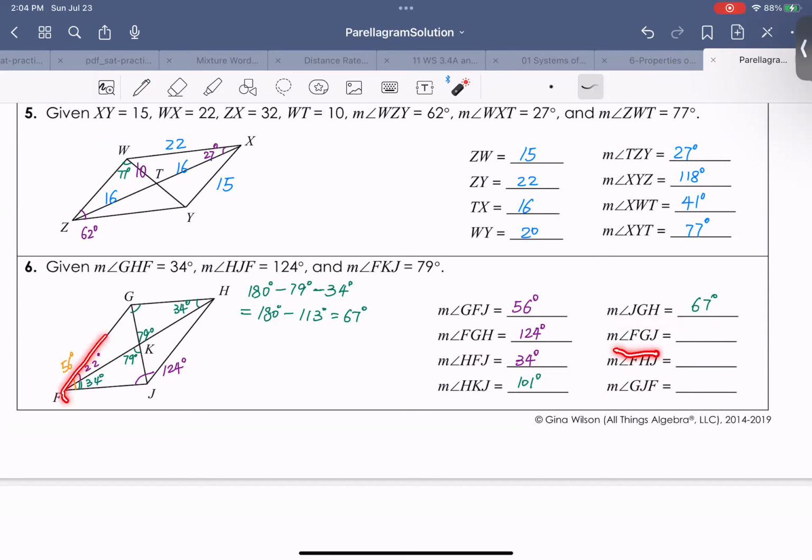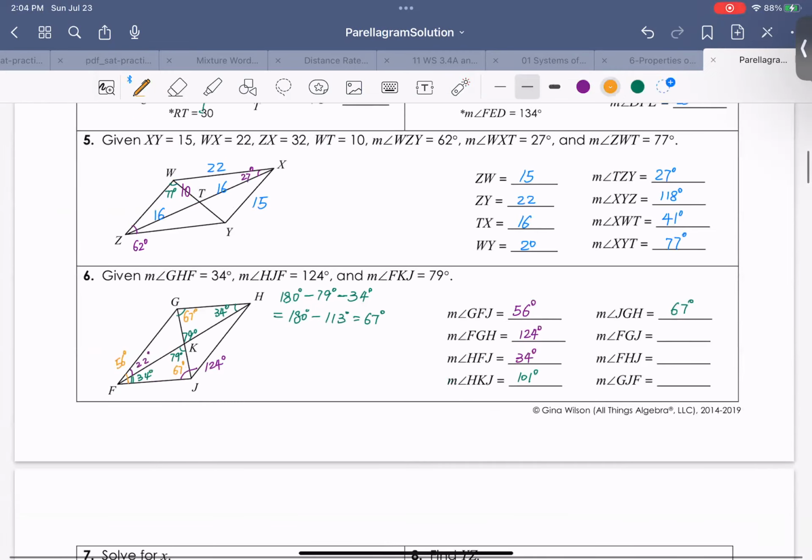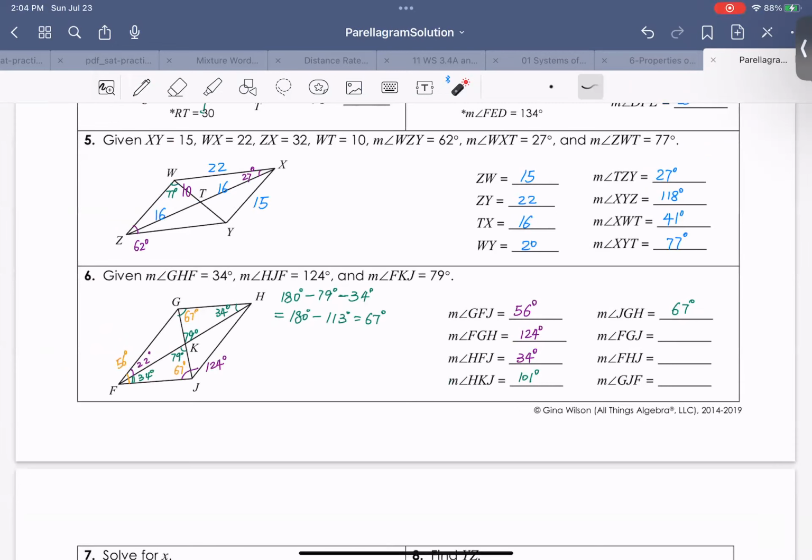FGJ, this angle. Let's see here, we have that angle is how much? 67, right? Yeah. This guy, JGH, is 67 degrees. So this guy is also 67. Makes sense? Yeah. And this is 67. And then we have this angle, right?